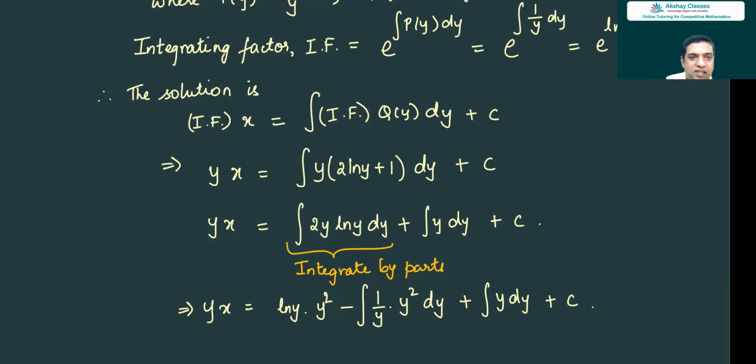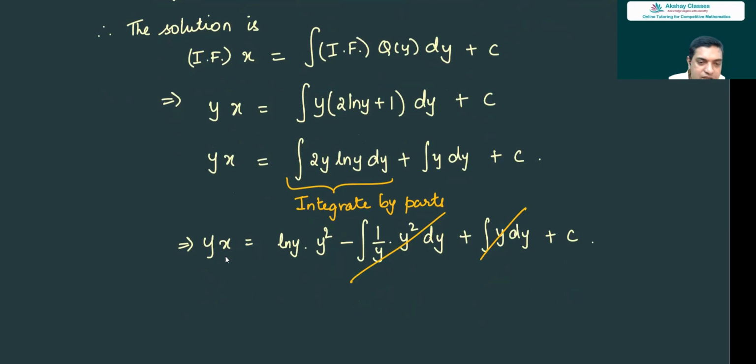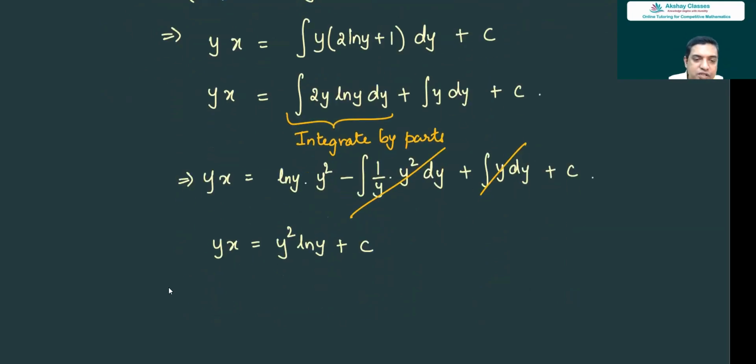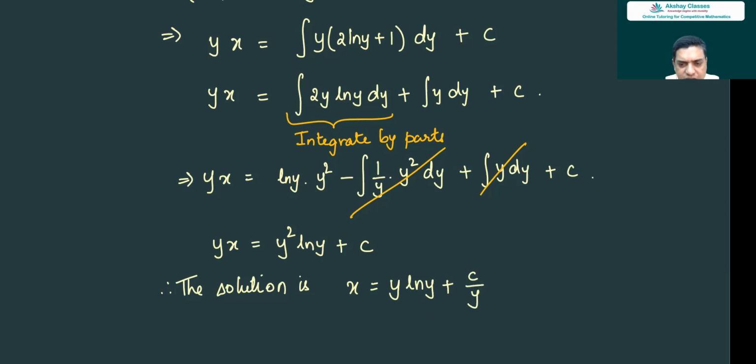This is integral y with a minus sign and integral y with a plus sign. They are getting cancelled. So what we get is y times x is equal to y square log y plus c. Therefore, the solution is x is equal to y log y plus c upon y. This is the solution.